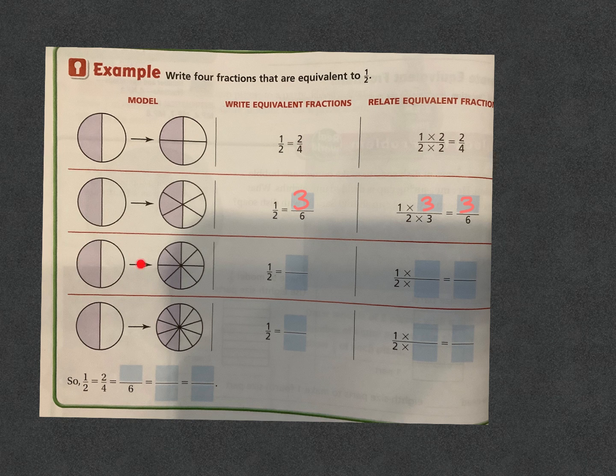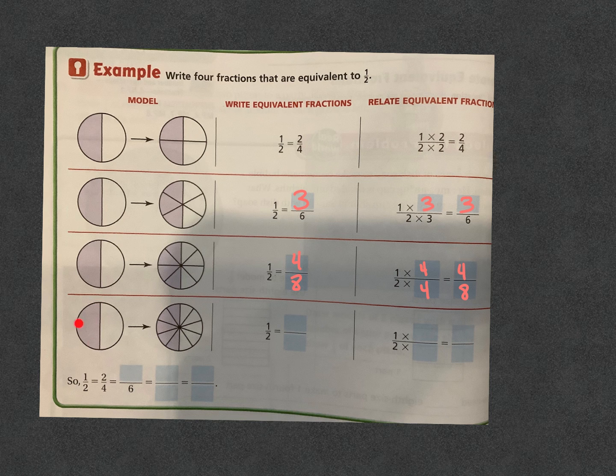All right, 1/2, again, 1 out of 2. Now it is split into 1, 2, 3, 4, 5, 6, 7, 8 pieces. And out of those 8 pieces, 1, 2, 3, 4 of them are the equivalent part. 4 out of 8. Well, what did I multiply 2 by in order to get to 8? I multiply by 4, right? So 2 times 4 equals 8. And whatever I multiply my denominator by, I have to multiply my numerator by in order to keep it equivalent. 1 times 4 is 4.